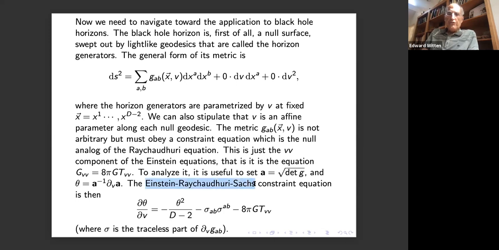We could call it the Einstein-Raychaudhuri-Sachs equation, because the form I'm about to write is due to Sachs. So let boldface A be the determinant of this spatial metric, which has D minus two components, and let theta be A inverse dV A. Sorry, I said that this equation has no V derivatives. I should have said it has no U derivatives. V is a coordinate inside the initial value surface. So a time derivative off the initial value surface would be a U derivative. This equation has no U derivatives, so it constrains the initial data. And the constraint equation is the one I've written here.